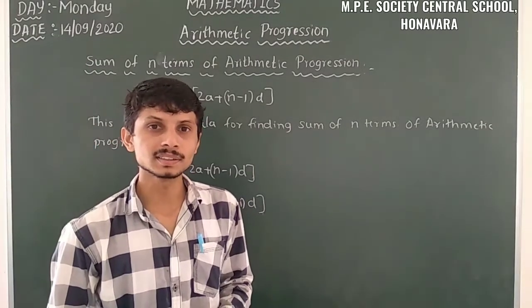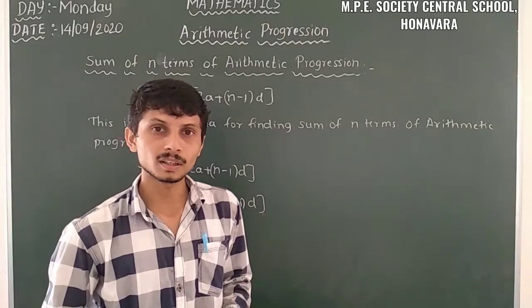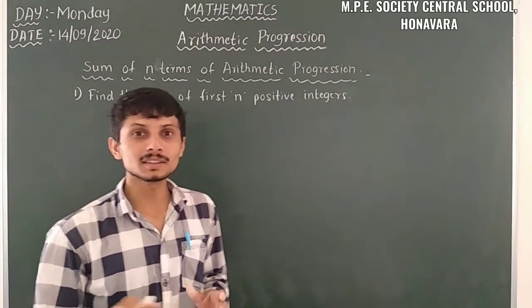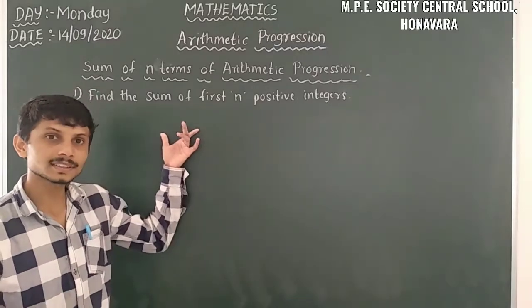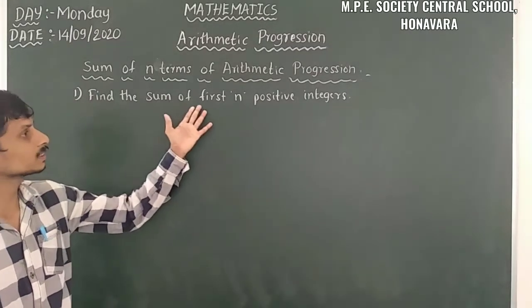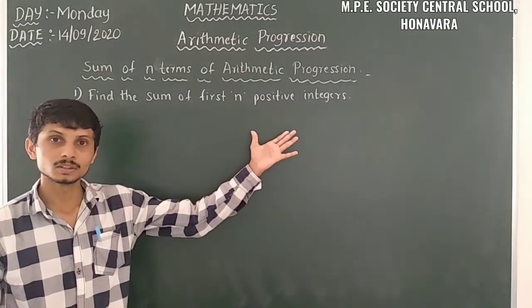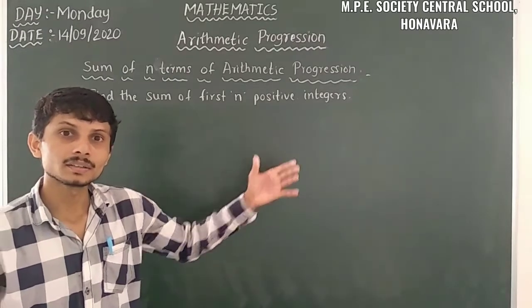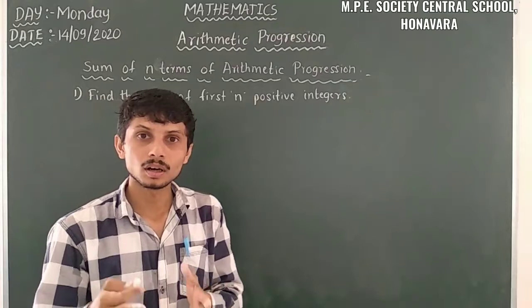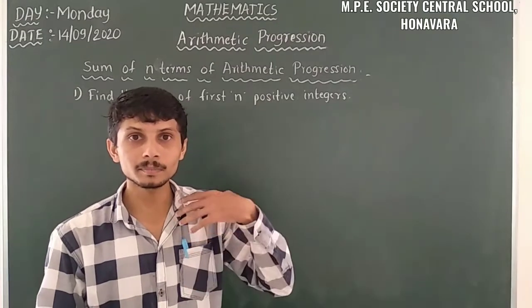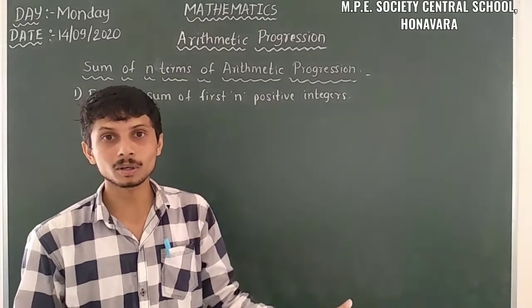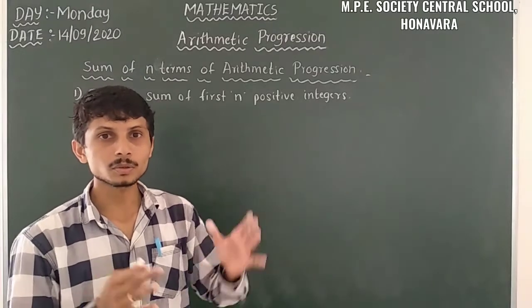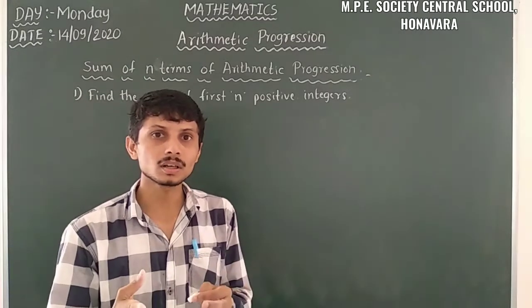So let us discuss this sum of n terms of an AP by taking some examples. Look at this problem. The problem tells us to find the sum of the first n positive integers. Here we have to find the sum of n positive integers, but there is no mention of how many terms there are. It simply says that n terms are there, so we have to find the sum of n terms.